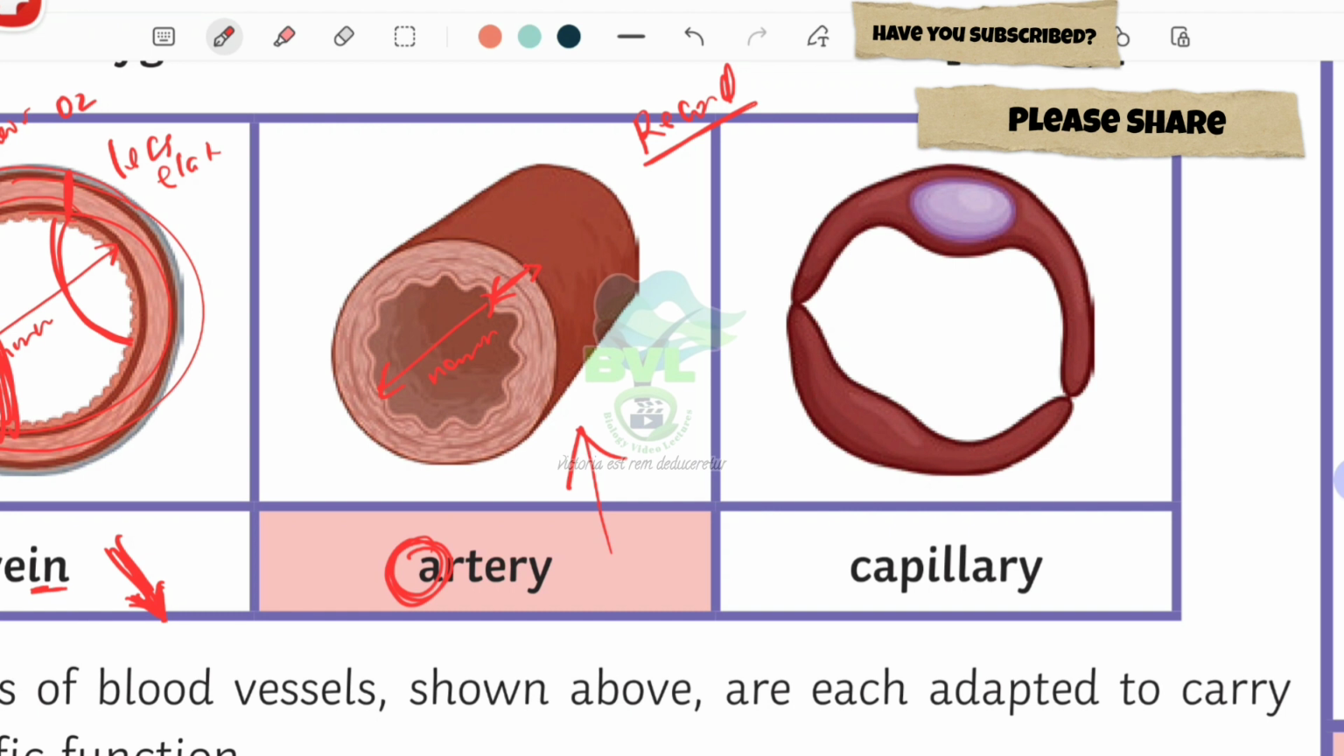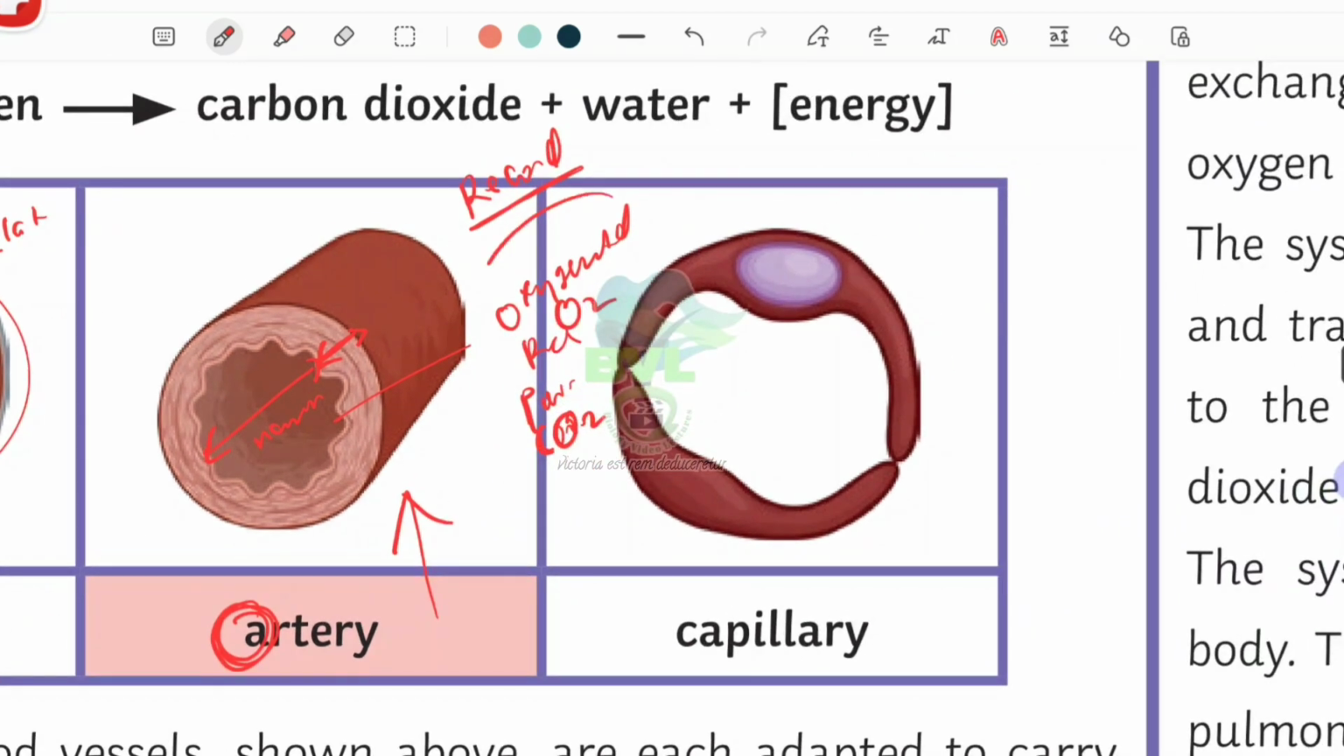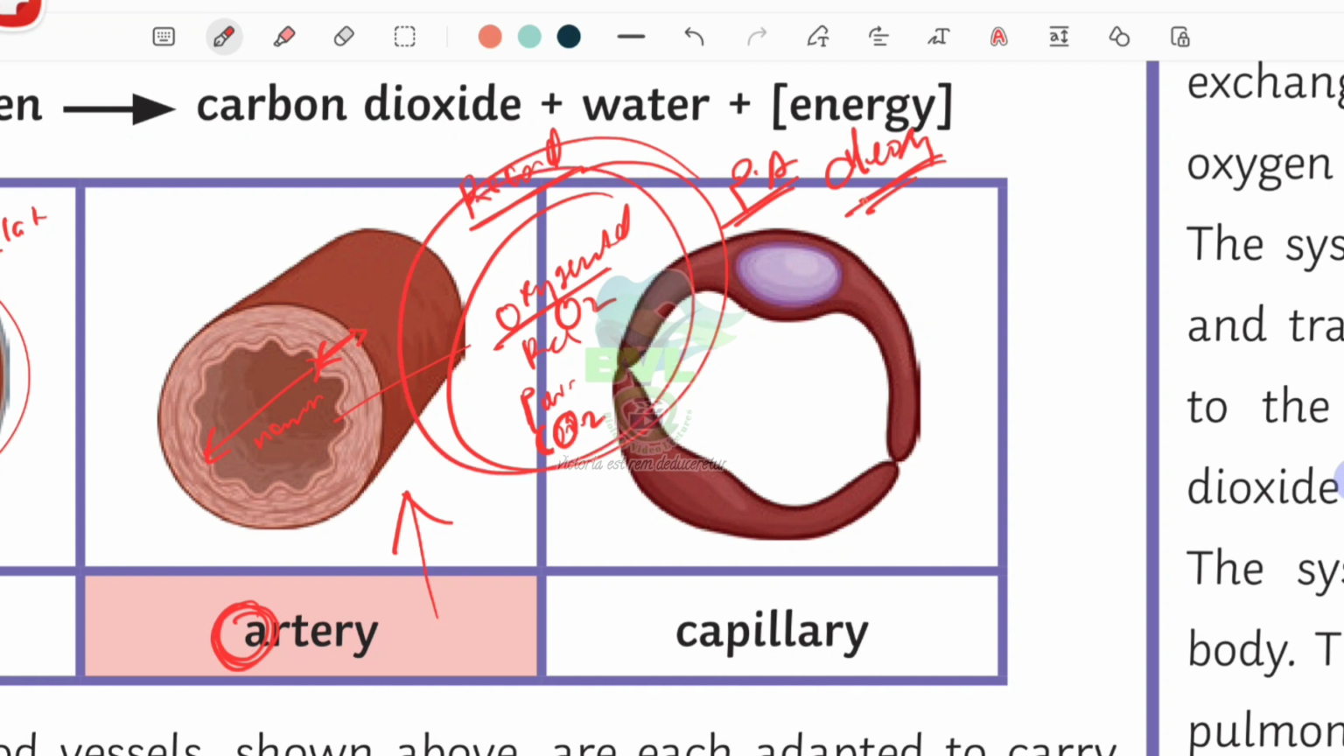Don't forget that. And of course, it carries oxygenated blood, which means blood that is rich in oxygen, poor in carbon dioxide. Don't forget this. No valves. However, there's one particular type of artery called the pulmonary artery, which carries deoxygenated blood. So all arteries except for this one carry oxygenated blood.